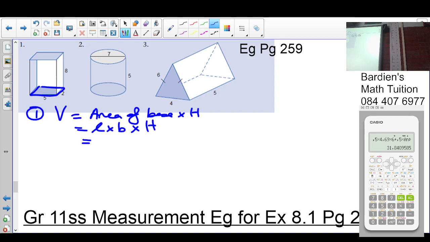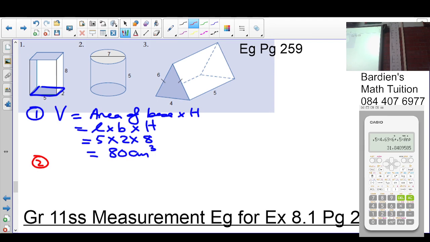So, what's the length? 5. The breadth? 2. And the height is 8. Which gives you 80 centimeters cubed. This you have done in grade 8. Any confusion here? No. Let's look at number 2.